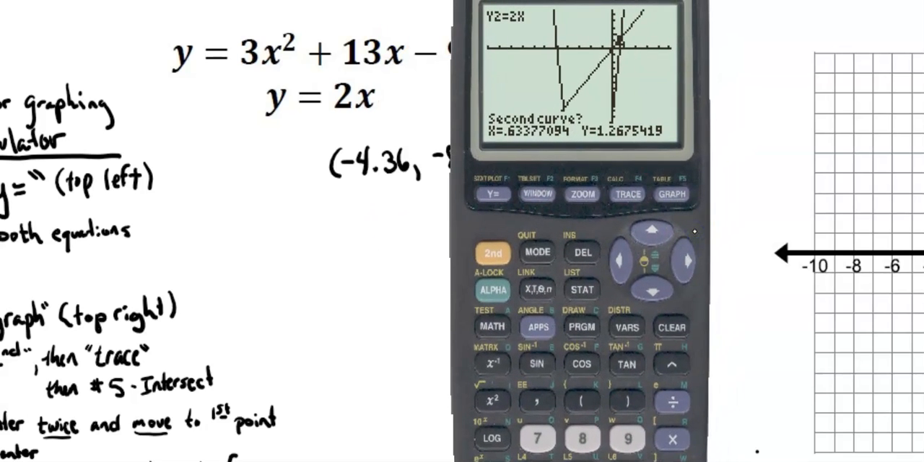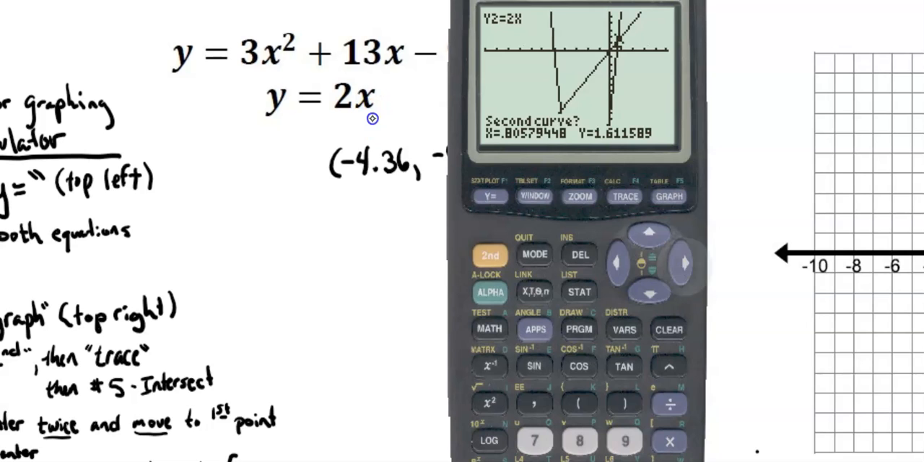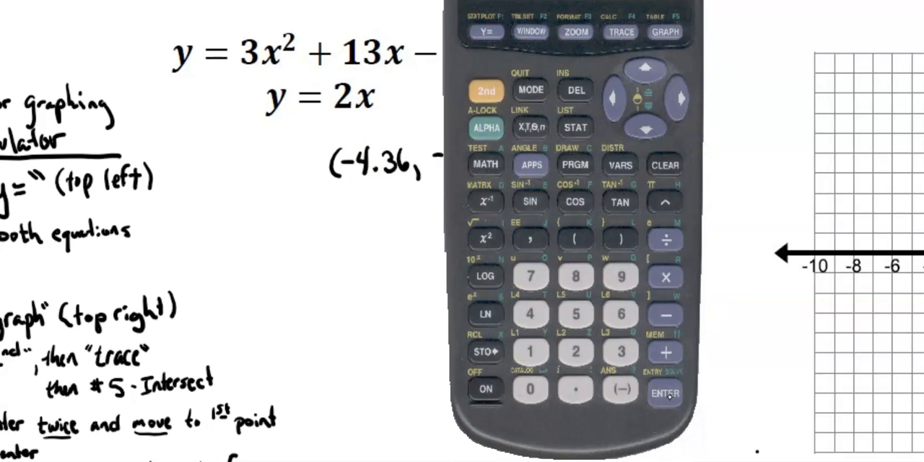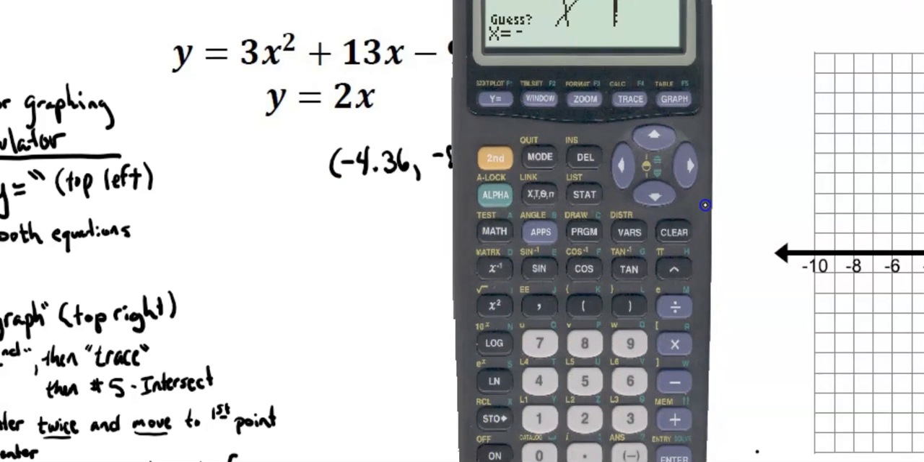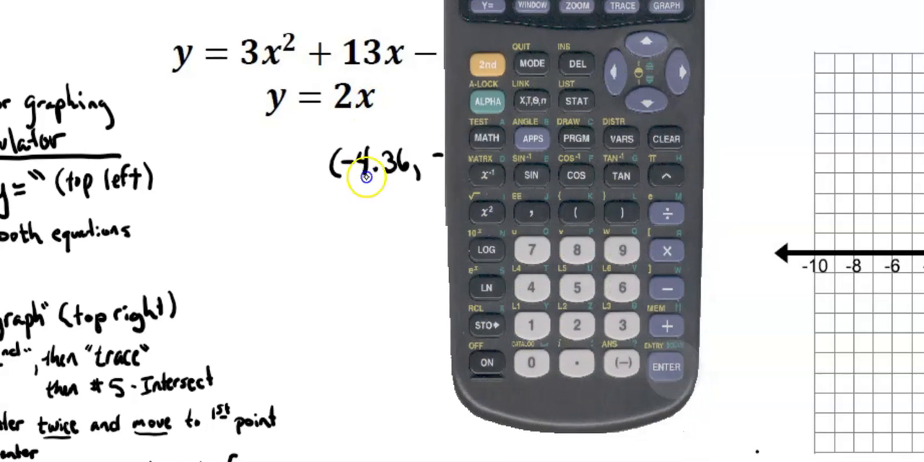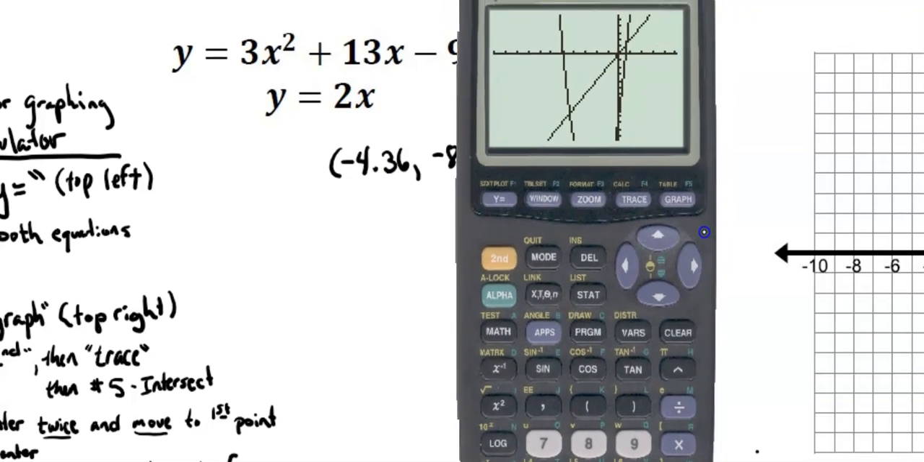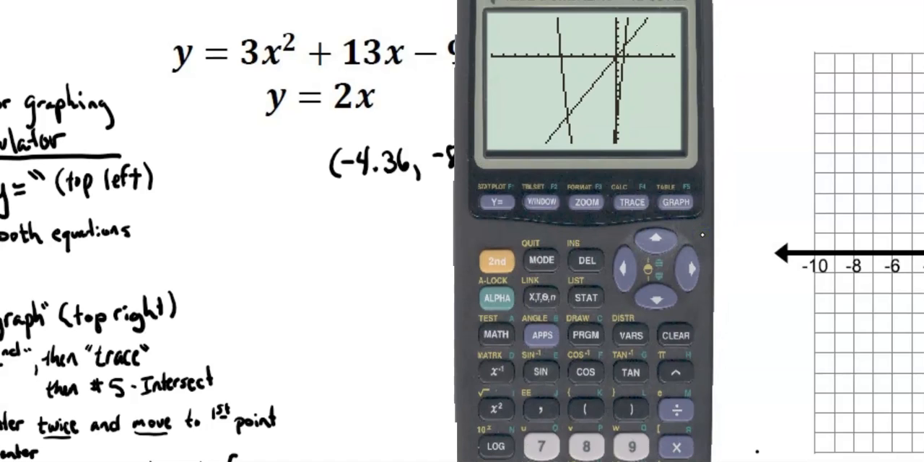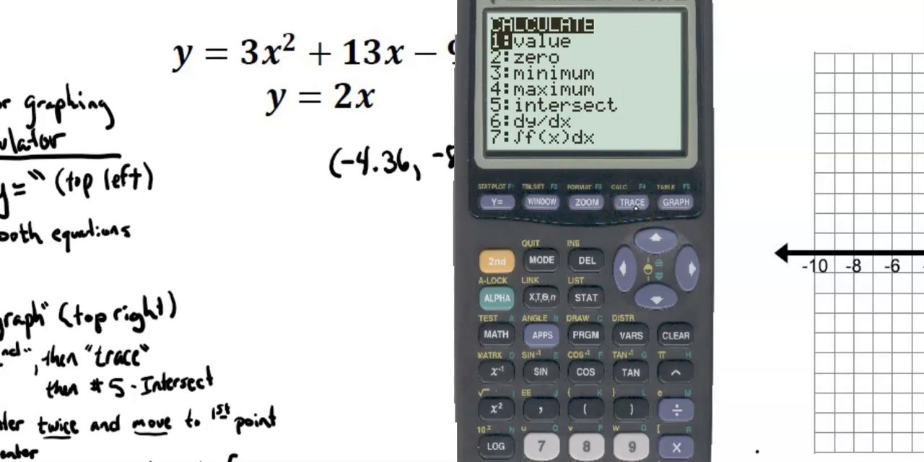And then the second curve, I'm going to move it just slightly to the right with the arrow keys, and then hit enter again. It asks me to guess. And I missed something, so just go through and try that again.